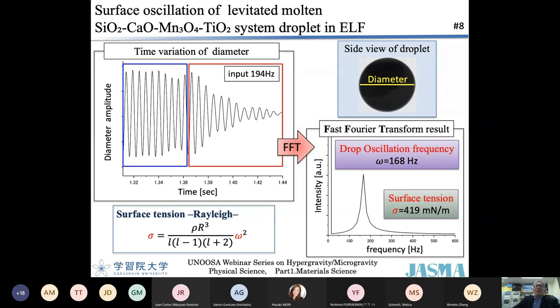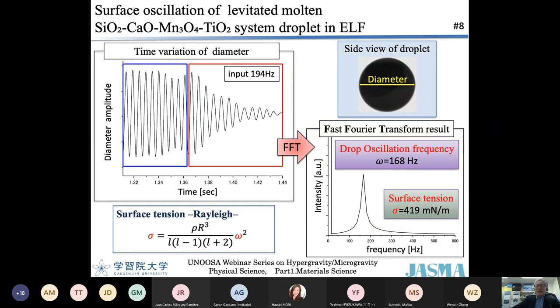In the good control case of levitation, we apply an external force by the main electrode, so we obtain the surface oscillation. Here is the surface oscillation frequency signal. This is our observation data. From the surface oscillation data, we obtain the Fourier transform here, so we have the surface oscillation frequency. In this case the frequency value is 168 Hz. And we obtain the surface tension using the sample diameter and sample density. So this molten oxide surface tension is 419 mN per meter.